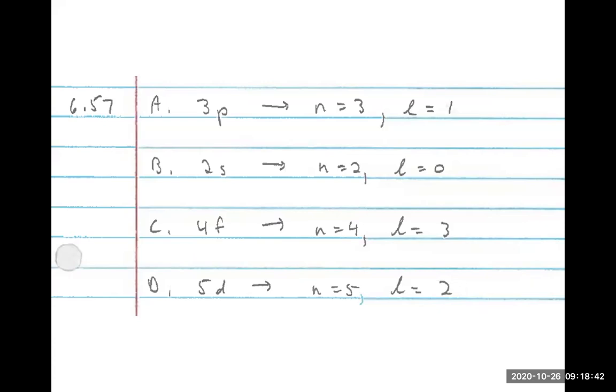Okay. So let's look at 6.71. For 6.71, the question is, what is the maximum number of electrons that can occupy each of the following subshells? And then we're asked about 3p, 5d, 2s, and 4f.